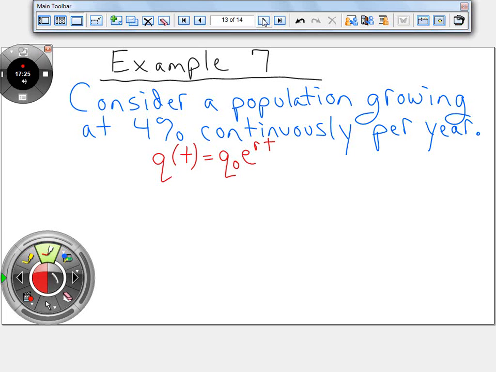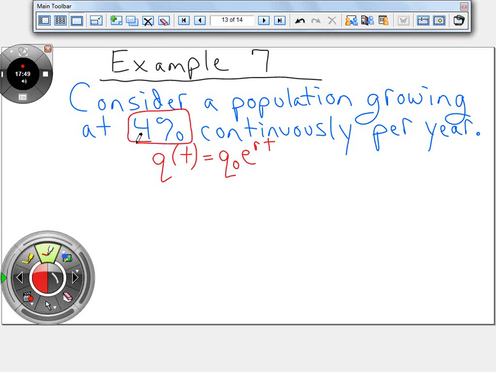Consider a population, could be money, the same thing, but consider a population growing at 4% continuously per year. And we're going to use this formula. So let's plug in some numbers. We want to figure out how long it takes to double. That's our question. So how long is it going to take to double at 4%?